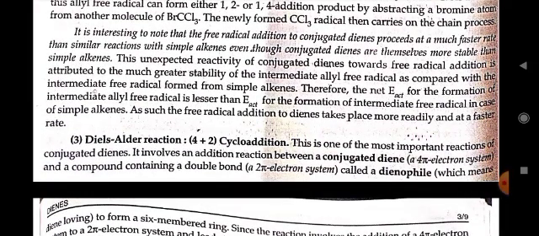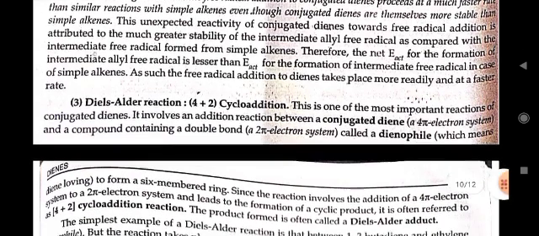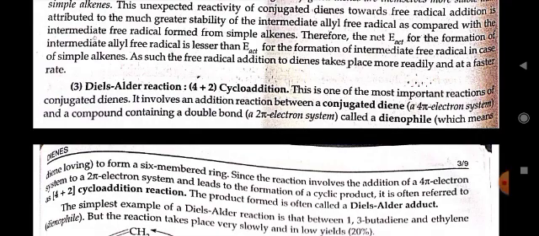Therefore, the net activation energy for the formation of an intermediate allyl free radical is lesser than the activation energies for the formation of intermediate free radicals in the case of simple alkenes. As such, the free radical addition to dienes takes place more readily and at a faster rate.